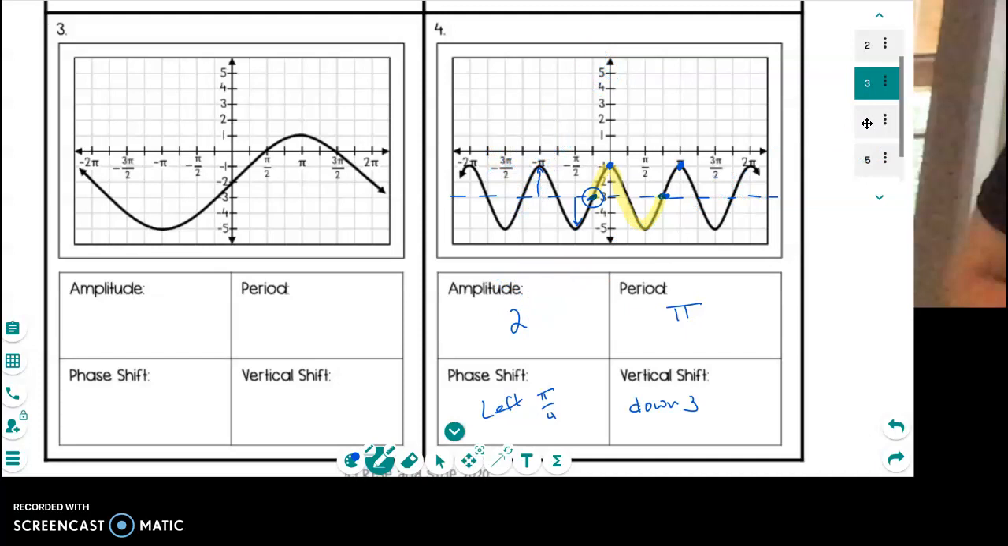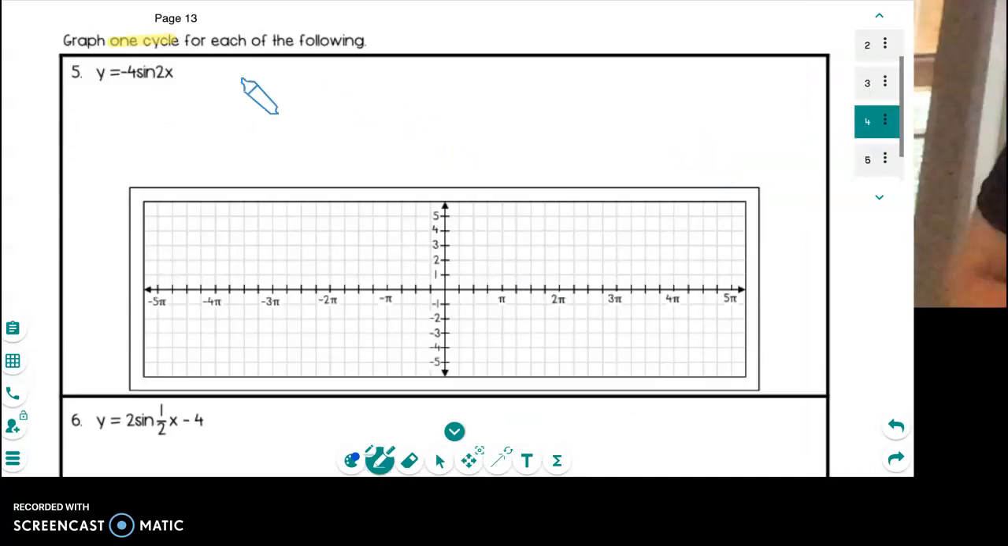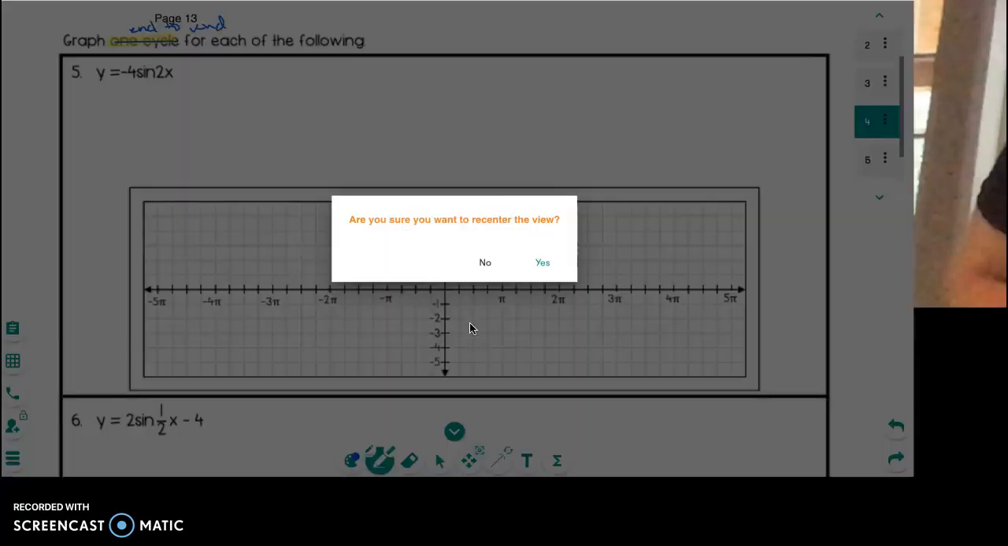We're going to jump over to number 7. On page 13, it says graph one cycle for each of the following. Please cross out one cycle. I never want to see just one cycle, please. I want to see end to end. So you could just write there end to end, because these are periodic functions, so I want to see them going left to right with arrows on both sides. We're going to do the hardest one together.